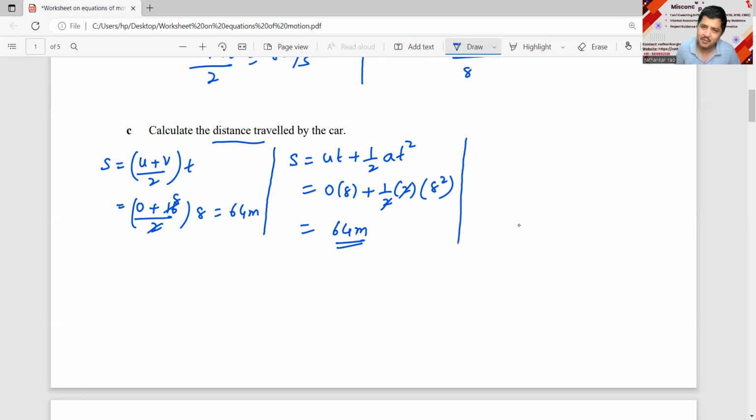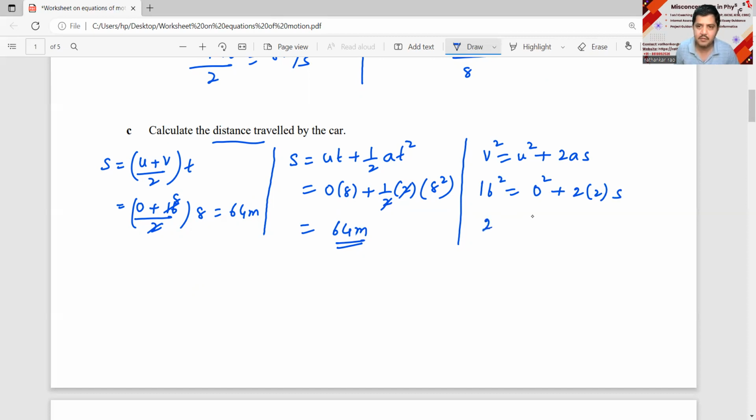Let us try one more method also. If there are many equations, we have to try all the equations. Okay, the third equation, which one will we use? We'll use v square is equal to u square plus 2as, right? This is one more equation of motion. So v square, what is the value of v? We have taken 16 here, right? So 16 square is equal to u square, 0 square, plus 2 multiplied by a. What is a? a is 2. 2 multiplied by s, right? s we need to find out.